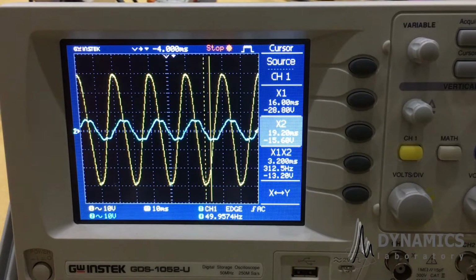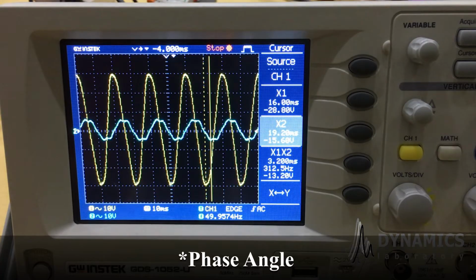And for the T, or the period, you know that the grid voltage is 50 Hz, right? Which means the period is 20 millisecond. So, the phase difference is 3.2 millisecond divided by 20 millisecond times 360 degrees, and you get the phase difference. And to calculate the power factor, just take the cos of the phase difference.